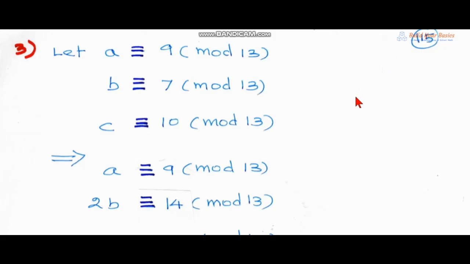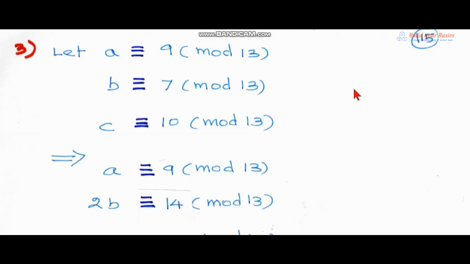Unit exercise 2, sum number 3. When the positive integers a, b and c are divided by 13, their respective remainders are 9, 7 and 10. Find the remainder when a plus 2b plus 3c is divided by 13.